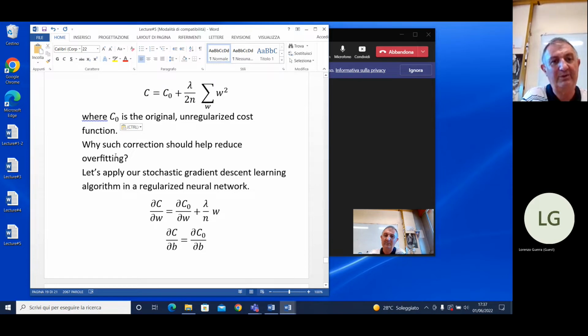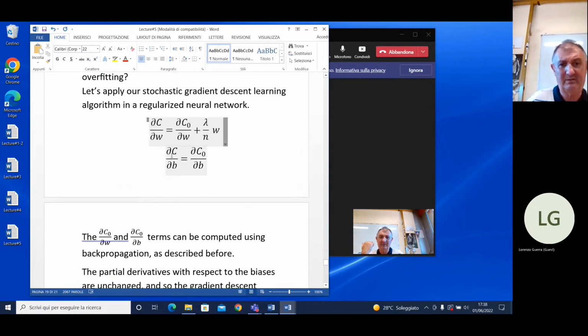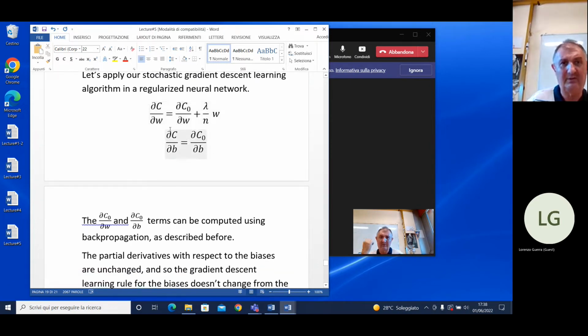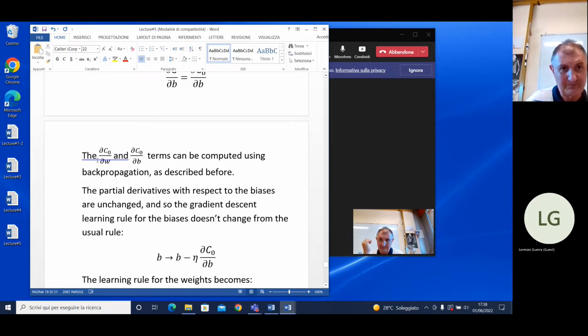Why should such corrections help reduce overfitting? Let us apply our stochastic gradient descent learning algorithm in a regularized neural network. We can write dC by dw equals dC0 by dw plus lambda by n times w. And what about dB? Nothing changes, only the expression of the gradient by weight changes. The gradients by weight and by bias can be computed using backpropagation as described before.